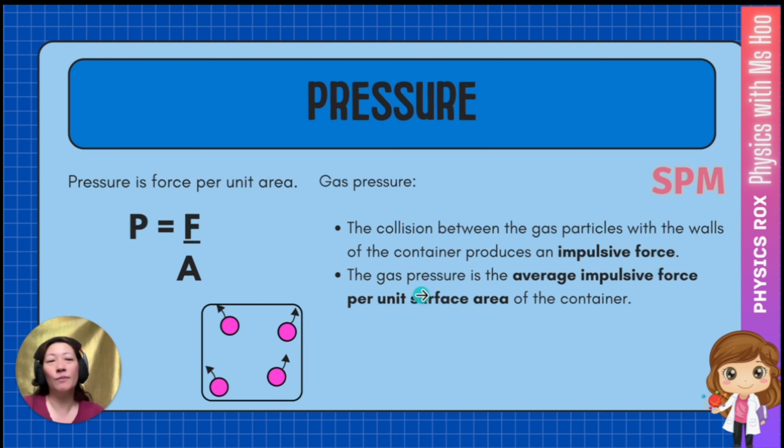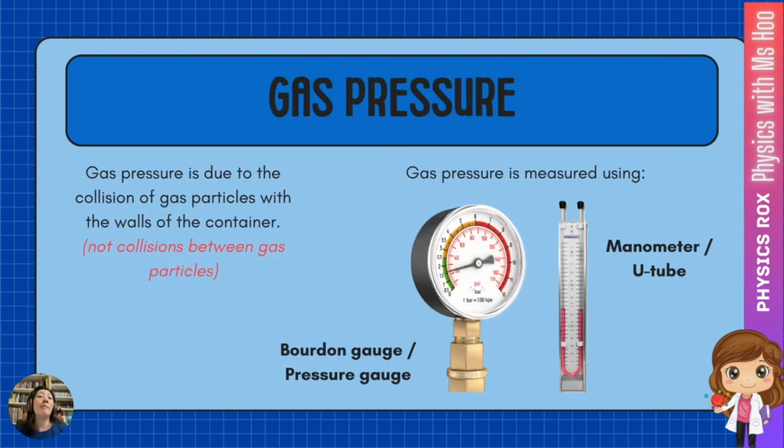is related to pressure. Now, remember that gas pressure is due to the collision of gas particles with the walls of the container, not due to the collisions between gas particles. And this is because when we measure gas pressure, we're actually measuring the pressure based on the collision of the gas particles with the walls of the measuring device. What are the measuring instruments that can be used to measure gas pressure?